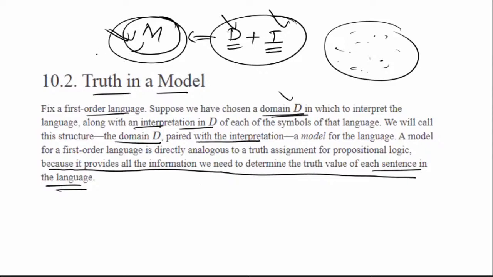What is the environment? The environment has all the information that we need to determine the truth value of each sentence in our first order logic language. So that is the theory. So far we have seen the theory. Now I am going to take many examples, and we will see how these things work practically.